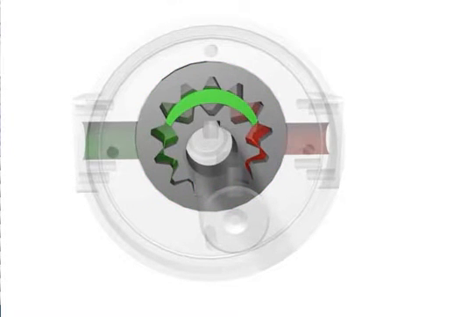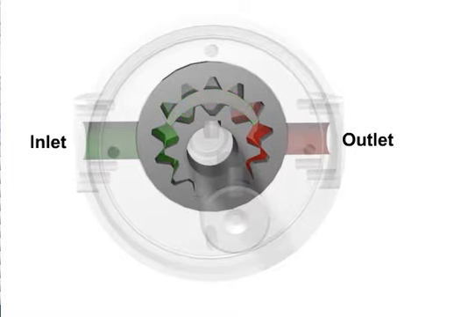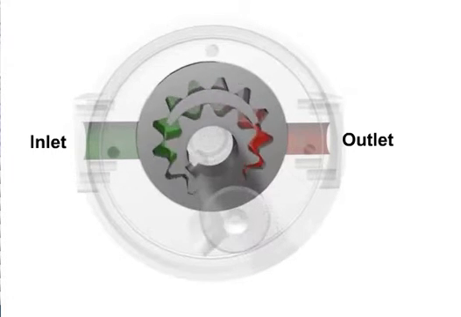This creates an open cavity between the two gears. The crescent seal, which is machined into the housing, divides this cavity, creating a positive seal between the inlet and the outlet side of the pump. The input shaft turns the drive gear, which drives the ring gear.